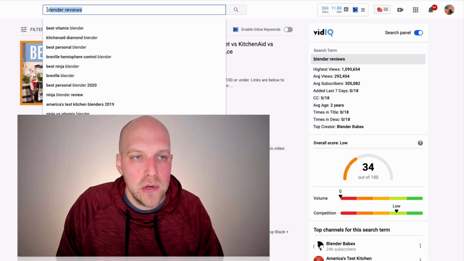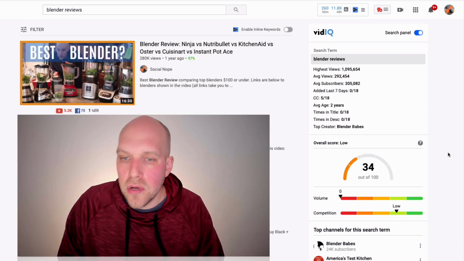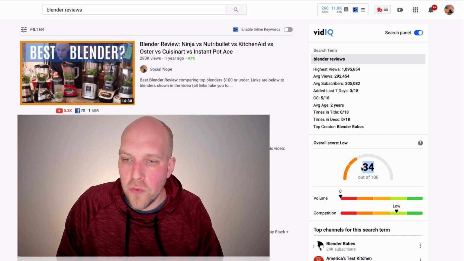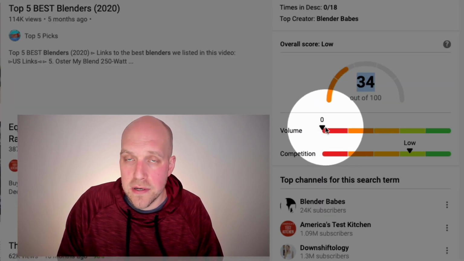So at this point, I thought it would be good to highlight where the tool may fall short. In your specific situation, if you really take the keyword data very literally, I think you're going to miss the boat on a lot of opportunities. So right here, what we're looking at is the keyword term Blender reviews. Now, on the right-hand side, it's a 34 out of 100 score. And the reason for that is that the volume it's saying here is zero.